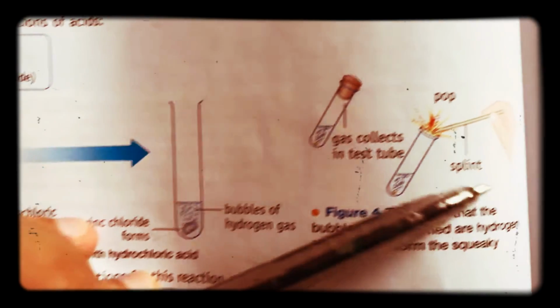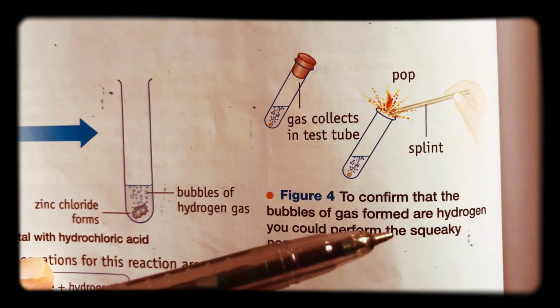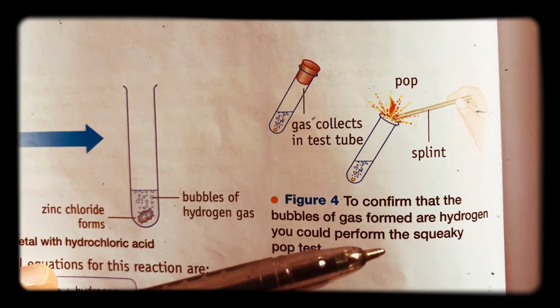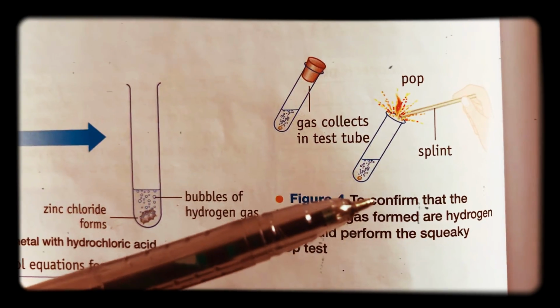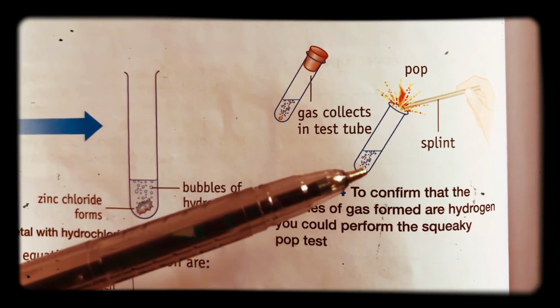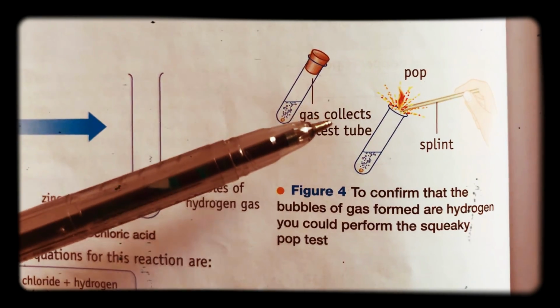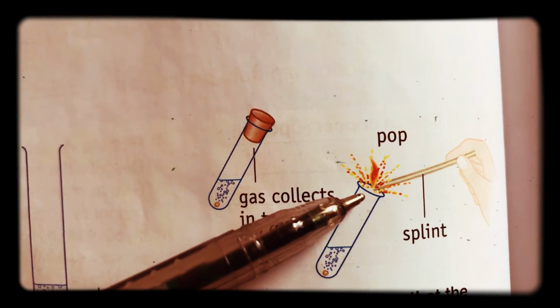Now have a look at how we confirm that the bubbles of gas formed are hydrogen. The test is called a squeaky pop test. That's the observation. But to carry the test out, make sure that you don't get caught out. You need to have a wooden splint. It needs to be lighted.